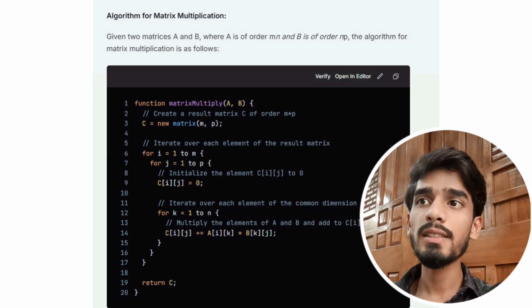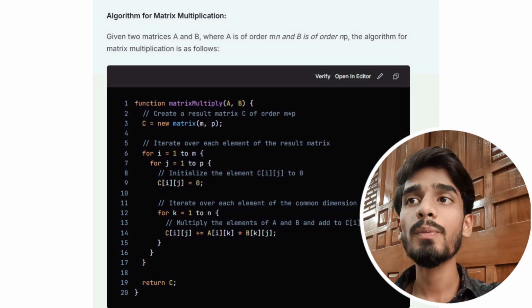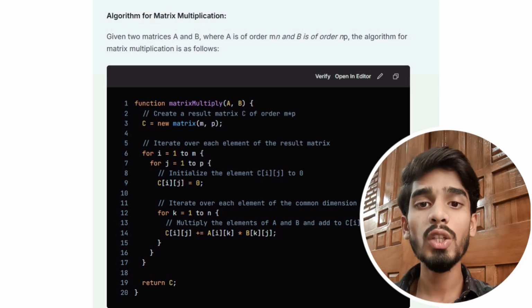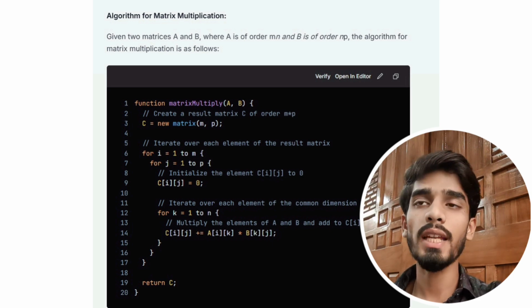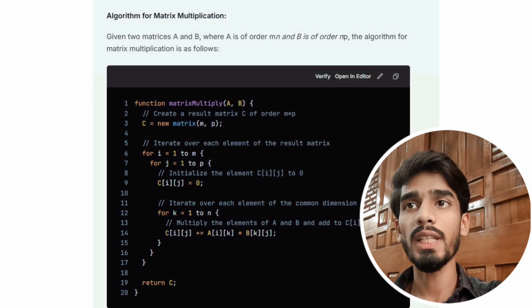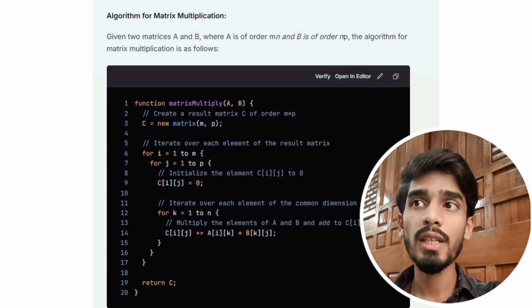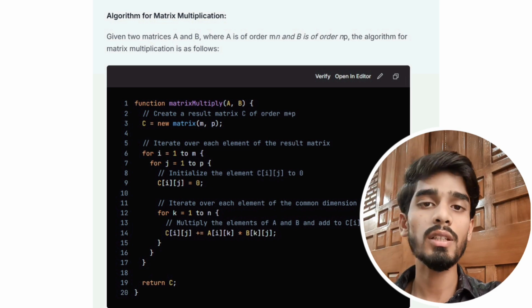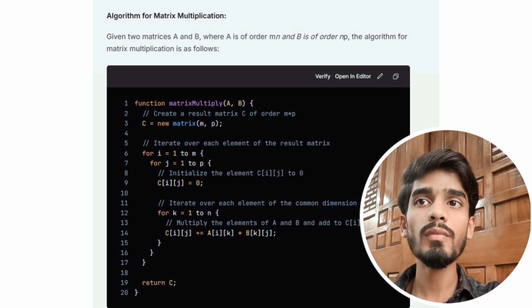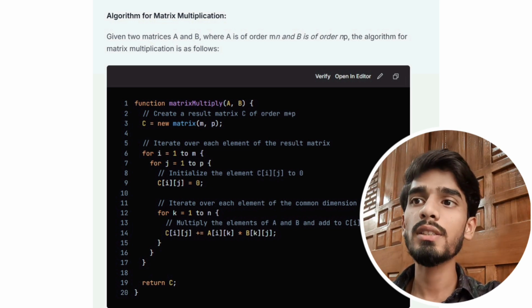Next, let us discuss an algorithm for matrix multiplication of orders m cross n and n cross p and obtain the runtimes for n equal to 1, 10, 20, 30 and 100. Now let us see this.